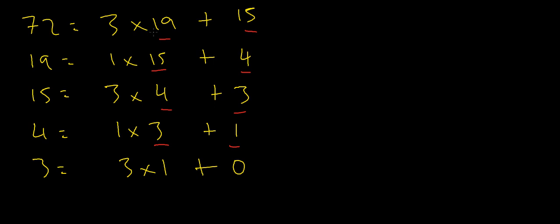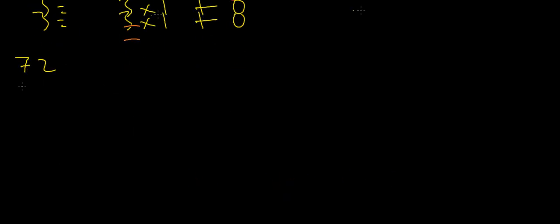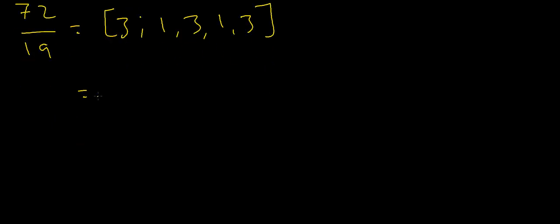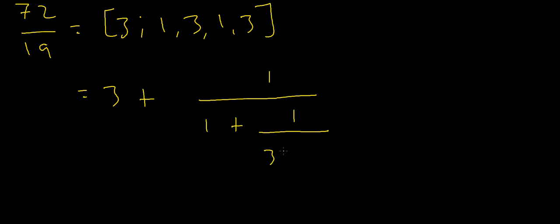So now all I have to do is look at the coefficients that I found in my Euclidean algorithm, and I get 3, 1, 3, 1, and 3. So that tells me that the continued fraction expansion of 72 over 19 is just equal to 3, 1, 3, 1, 3. And if we write that out in full, that's exactly the same as 3 plus 1 divided by 1 plus 1 divided by 3 plus 1 divided by 1 plus 1 divided by 3. And the terms appearing in this continued fraction expression, i.e. 3, 1, 3, 1, 3, are exactly these numbers, 3, 1, 3, 1, and 3.